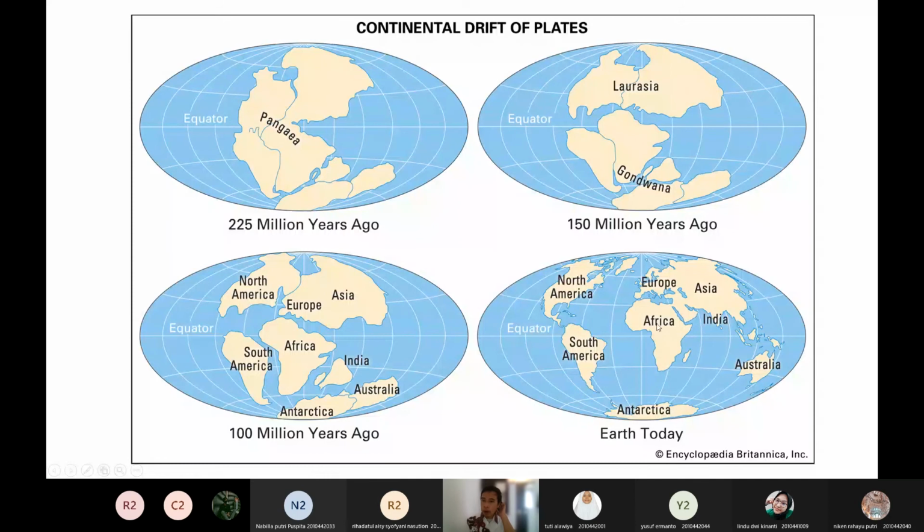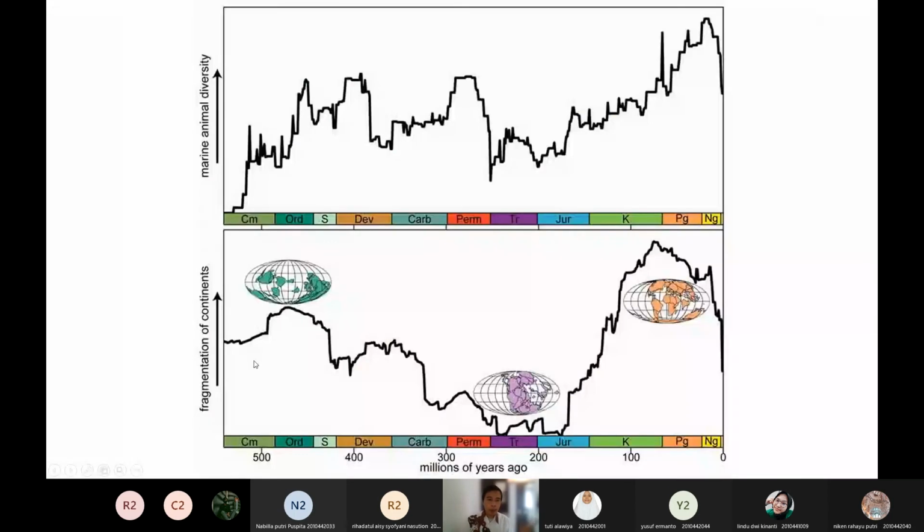And there are also many wider lands, called continents. So the fragmentation of continents is estimated from this region, from the Cambrian until the Carboniferous and Permian, and there are many timings for the geological formation of the Earth itself.